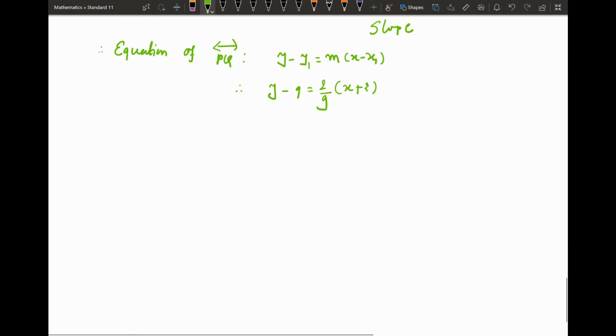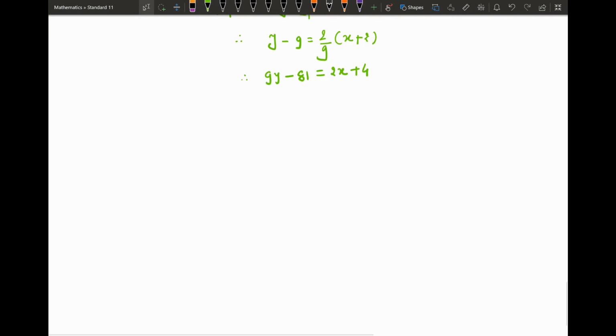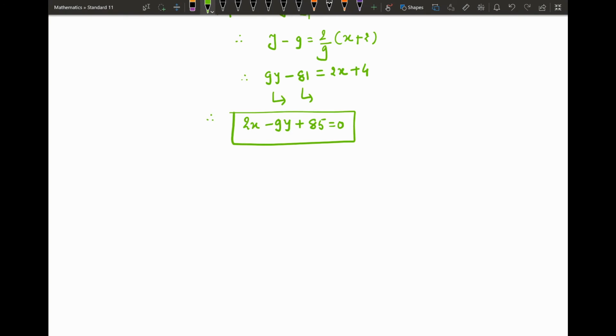Now let us simplify this. 9y minus 81 equals 2x plus 4, and we transfer these two terms. Further simplification will give 2x minus 9y plus 81 plus 4, that is 85, equals 0. So this is the required equation of the line.